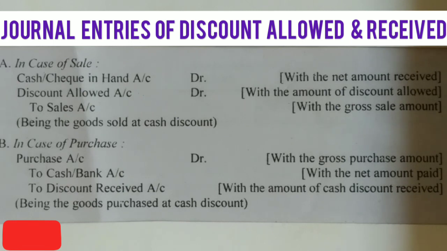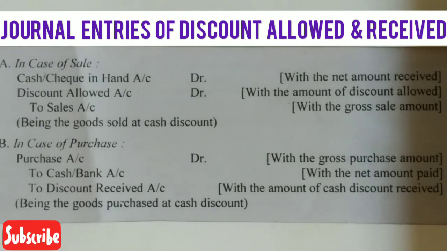Let us first see the case of sale when the goods are sold and discount is allowed. When you have given discount, in that case discount allowed would be your expense, so it will be debited. If you have received cash or check and the check is not deposited, then you will write check in hand. If cash is received, cash account will be debited. If the check is received and deposited in the bank, then you will write bank account debit.